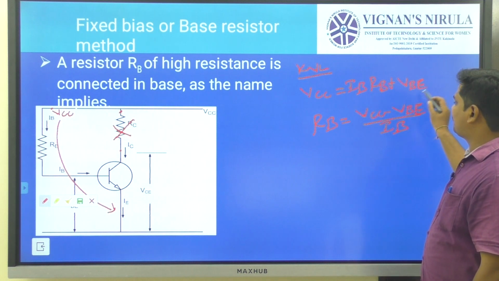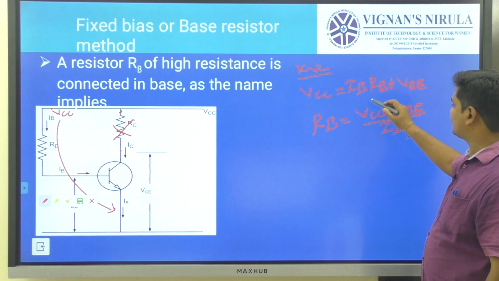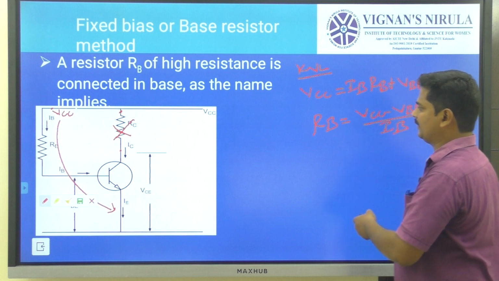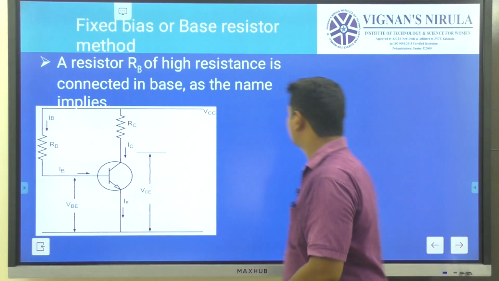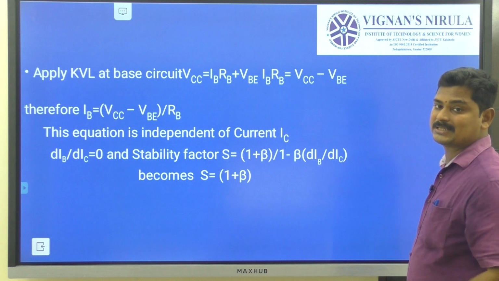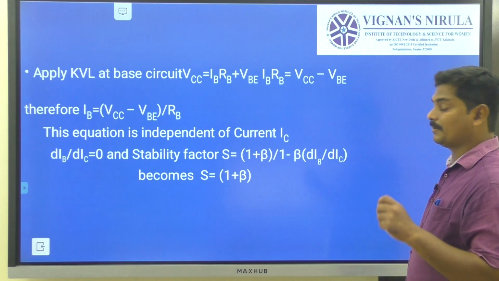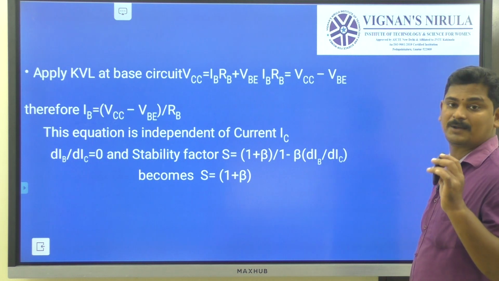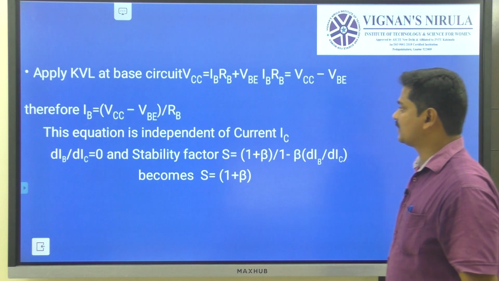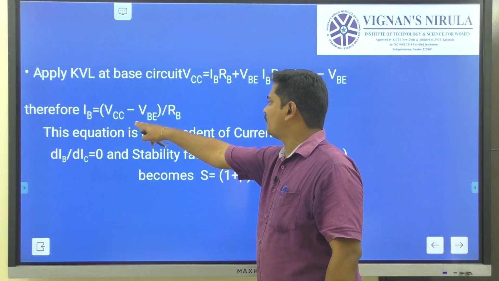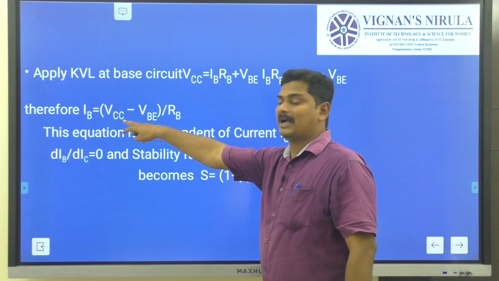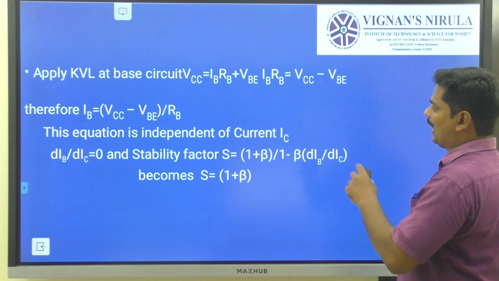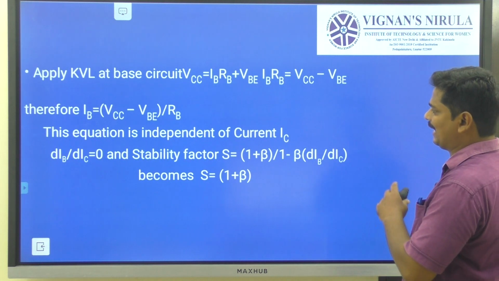Here the VBE is a fixed voltage and VCC is also fixed, and the entire value of IB depends upon the value of RB. So that's why we are saying that it is a completely base biased resistor, a fixed bias. Here fixed bias means that the base resistor is fixed. Now we can write that IB equals (VCC minus VBE) by RB, and the value of IB completely depends upon RB, that is the base resistor, and this equation is independent of the current IC.